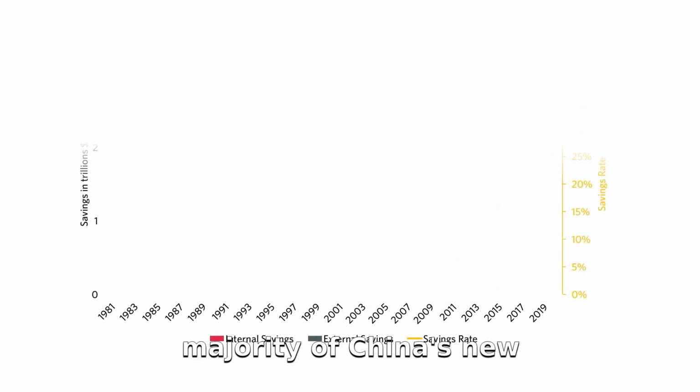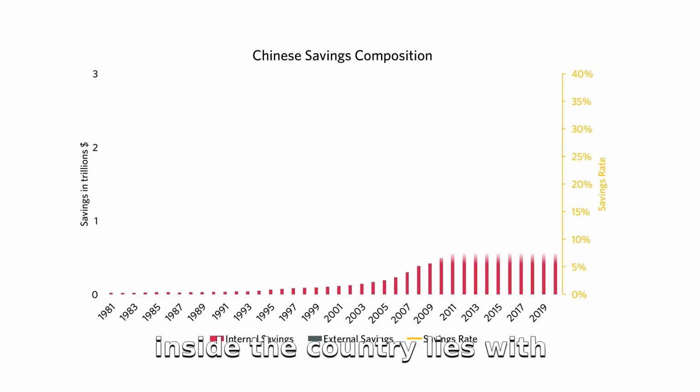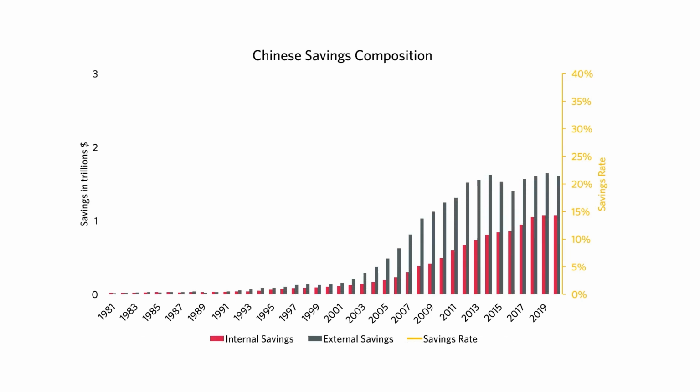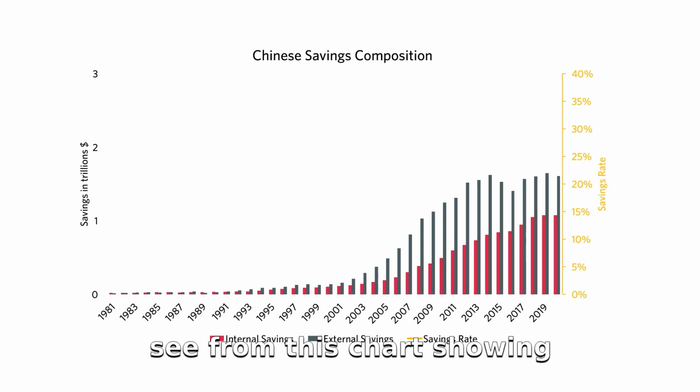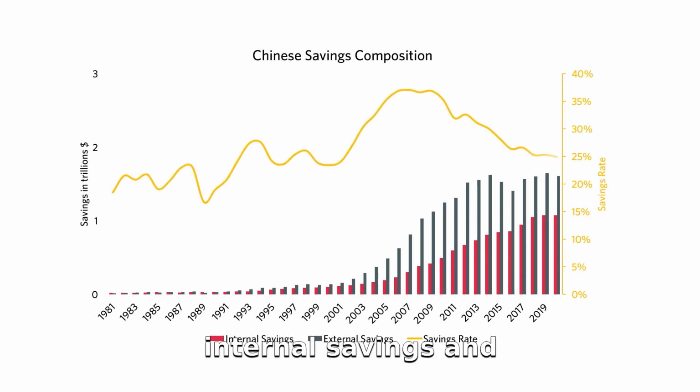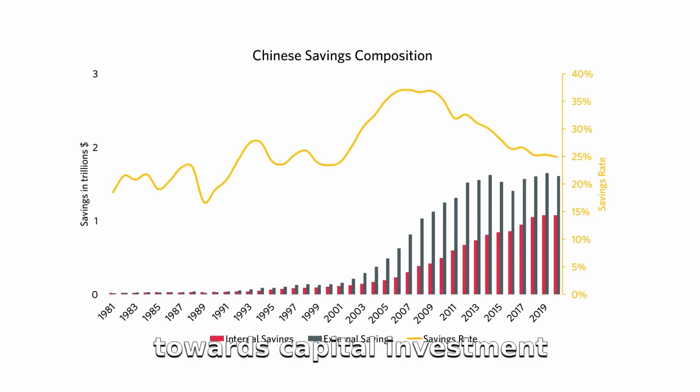Because the source of a majority of China's new capital investment made inside the country lies with the massive Chinese external savings, which is a result of its massive exports, as we can see from this chart showing for each year from 1981 to 2020. External savings outpace internal savings and contribute enormously towards capital investment and growth of the nation.